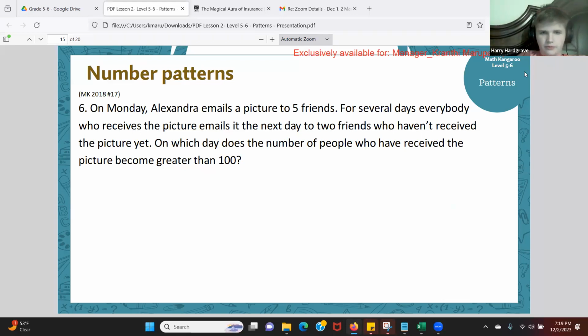For people who fall into this trap, it says that they sent it to 2 friends who haven't received the picture yet, and it says everyone who receives the picture. So if you sent it, but you didn't receive it, so the original 5 won't send it, but then 10 people will send it, but then 15 people will send it. So it's really, or not 15, 25 people will send it. So it's not a straightforward pattern, actually.